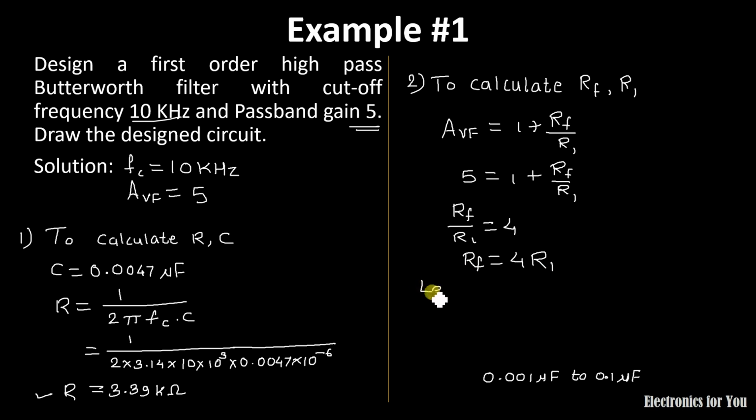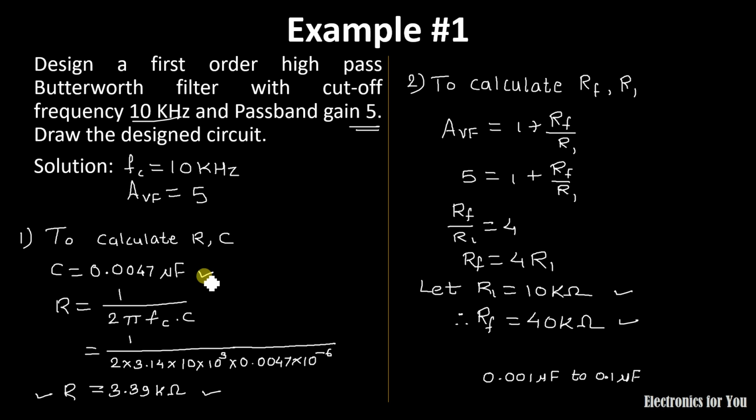Now we can assume the value of Rf or R1. In this case, let R1 equal 10 kilo ohm. We can assume any value between 1k and 10k. So I am just assuming R1 equals 10 kilo ohm. If we put R1 equals 10 kilo ohm, we will get Rf equals 40 kilo ohm. So we got the values of R1, Rf, R and C.